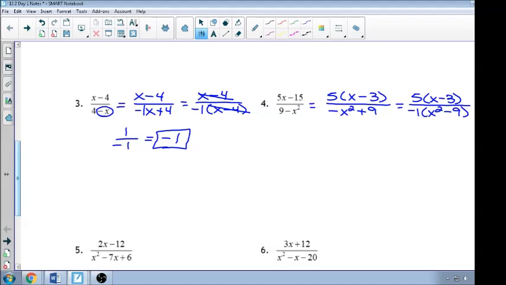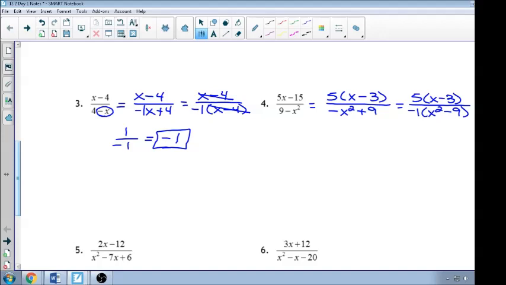Now, on every step of these problems, I want to double check to make sure that things cannot be simplified. So I'm going to look at my numerator. 5 times x minus 3 is going to go ahead and stay. The reason why it stays is if I were to distribute that, it would take it back to the way it started. I don't want to do that. Okay. In the denominator, I have -1 times x squared minus 9.